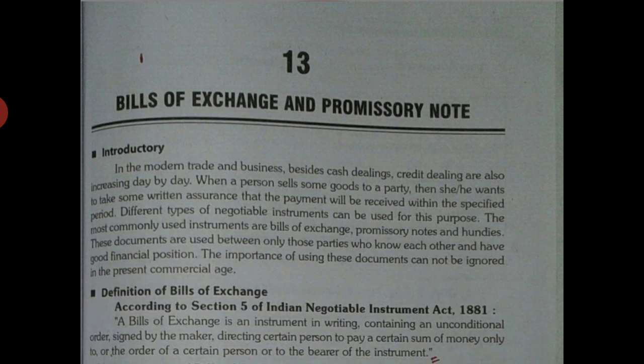When we define it according to Section 5 of the Indian Negotiable Instruments Act 1881, the definition is: a bill of exchange is an instrument in writing containing an unconditional order signed by the maker directing a certain person to pay a certain sum of money only to, or to the order of, a certain person or to the bearer of the instrument.